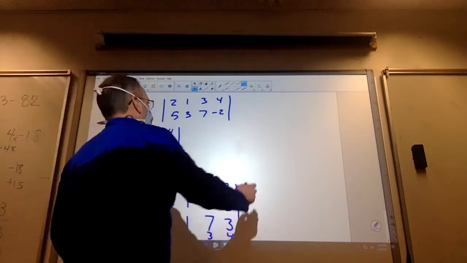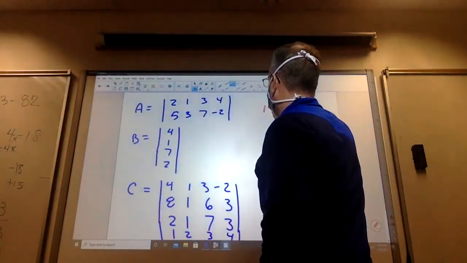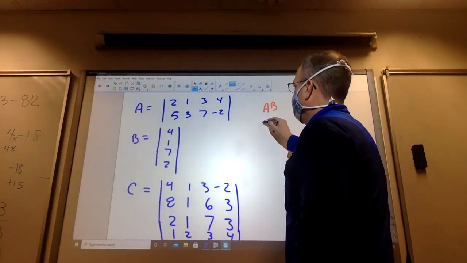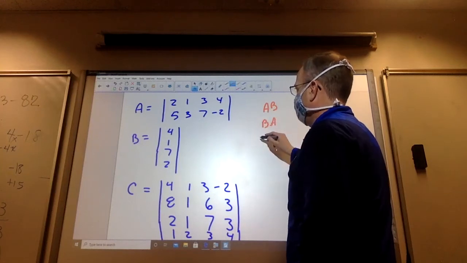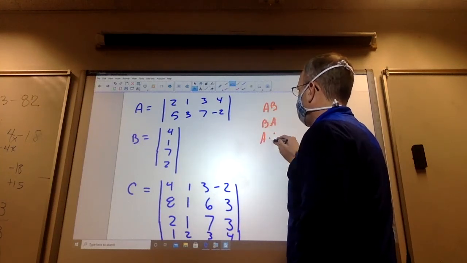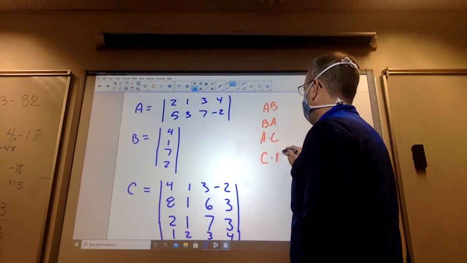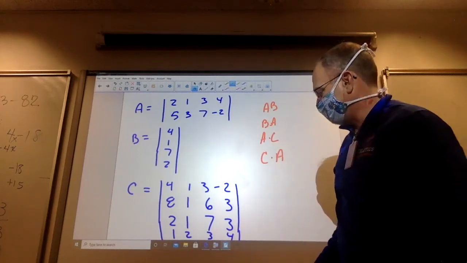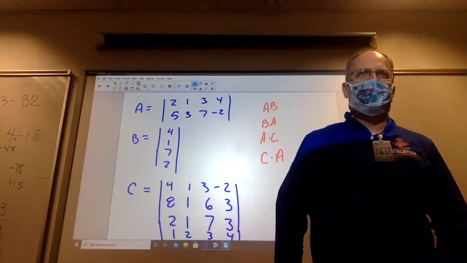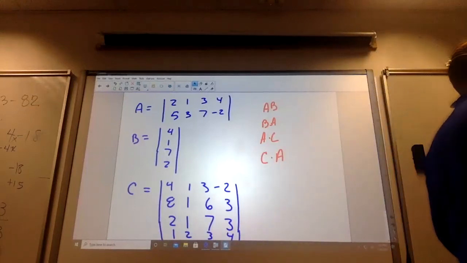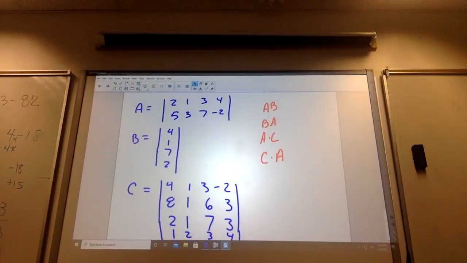Okay, and I'd like you to do A times B, B times A, A times C, and C times A. Just see if you can figure those out. Plug them in as your matrices. See if you can figure them out. Of course, I can totally help you if you get stuck on plugging in the matrices.